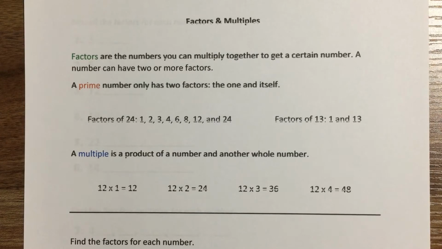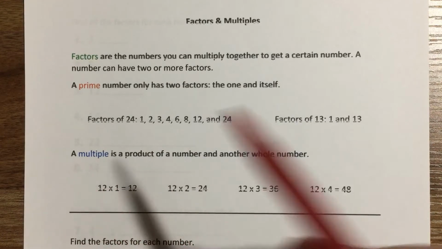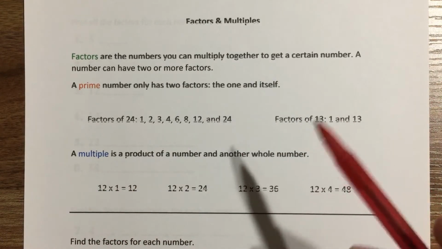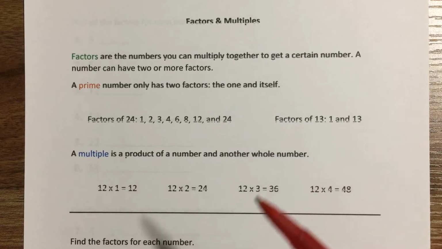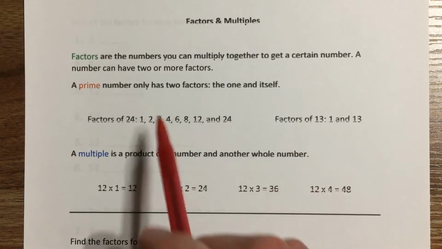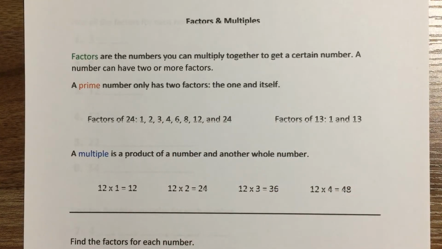So that is one of the patterns. Factors multiply together to get up to a certain number. So the factors are smaller than the number. In this case, 24 was our number.